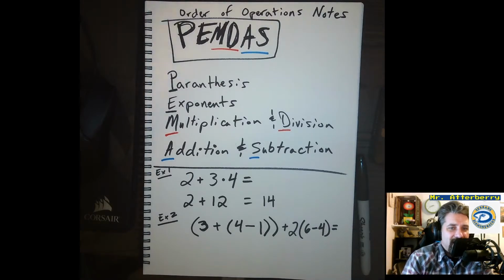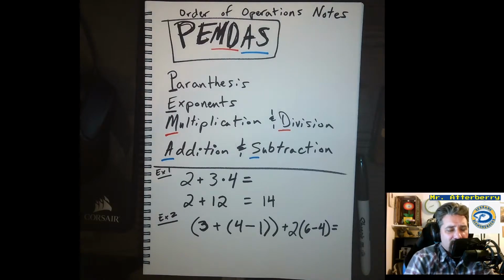And then last, okay, it's one thing really. Addition and subtraction is one thing. You do addition and subtraction from left to right, okay? From left to right. They're equals as well. Addition and subtraction are equals. Multiplication and division are equals, okay?